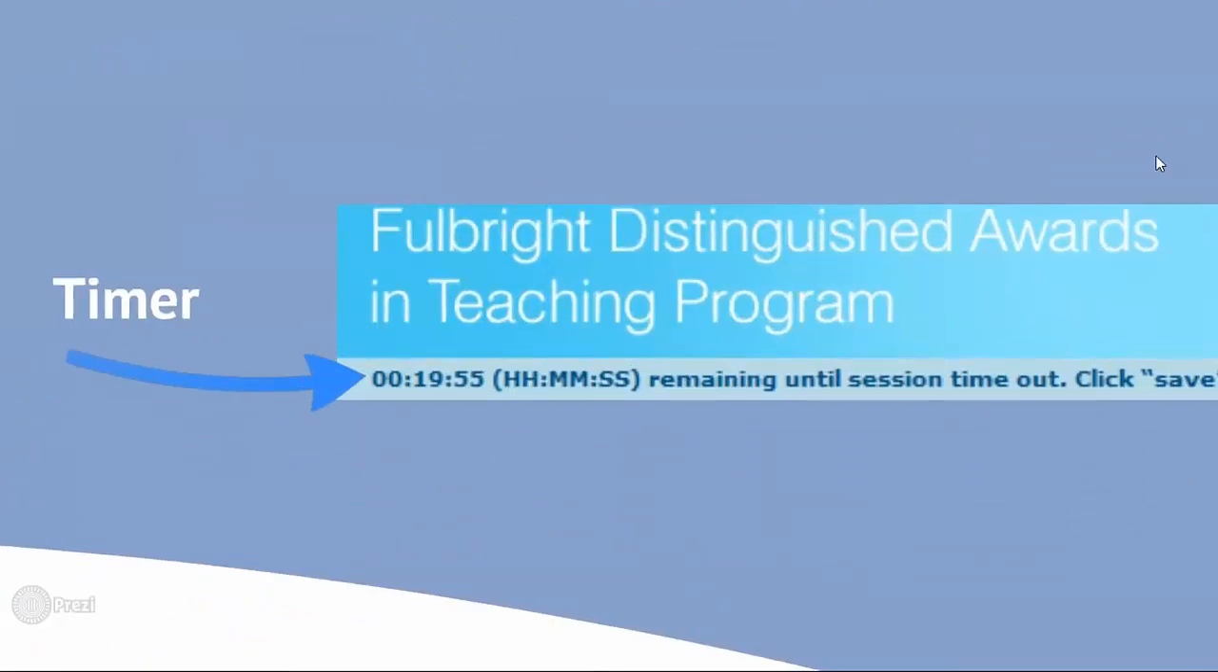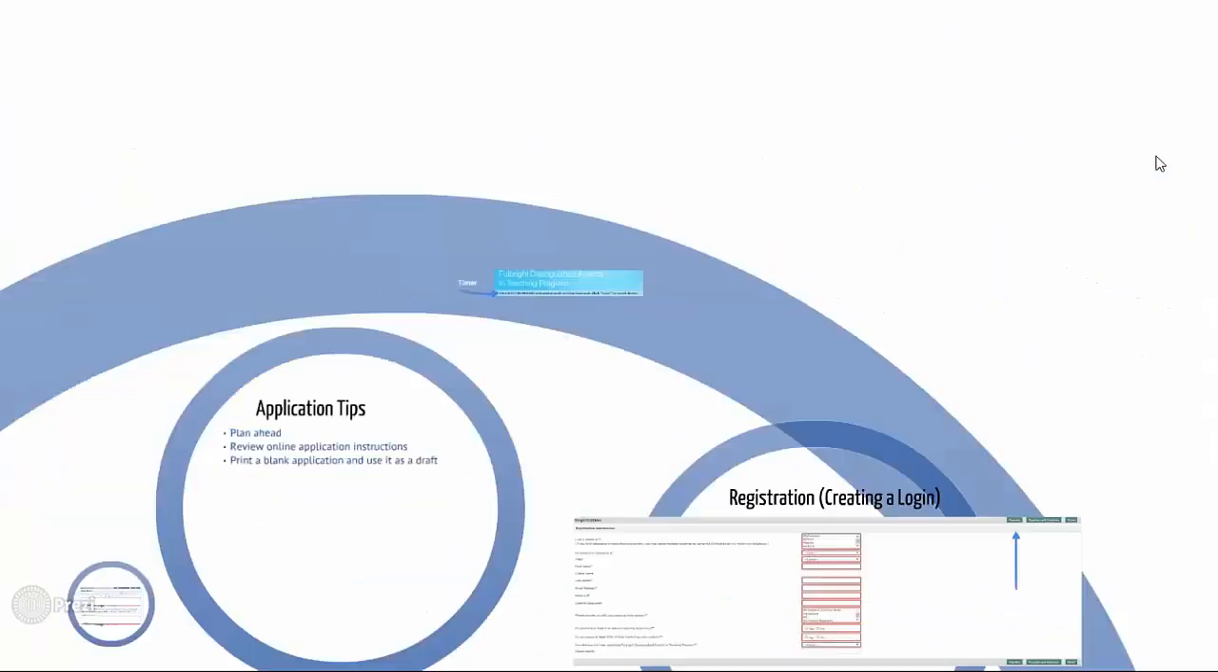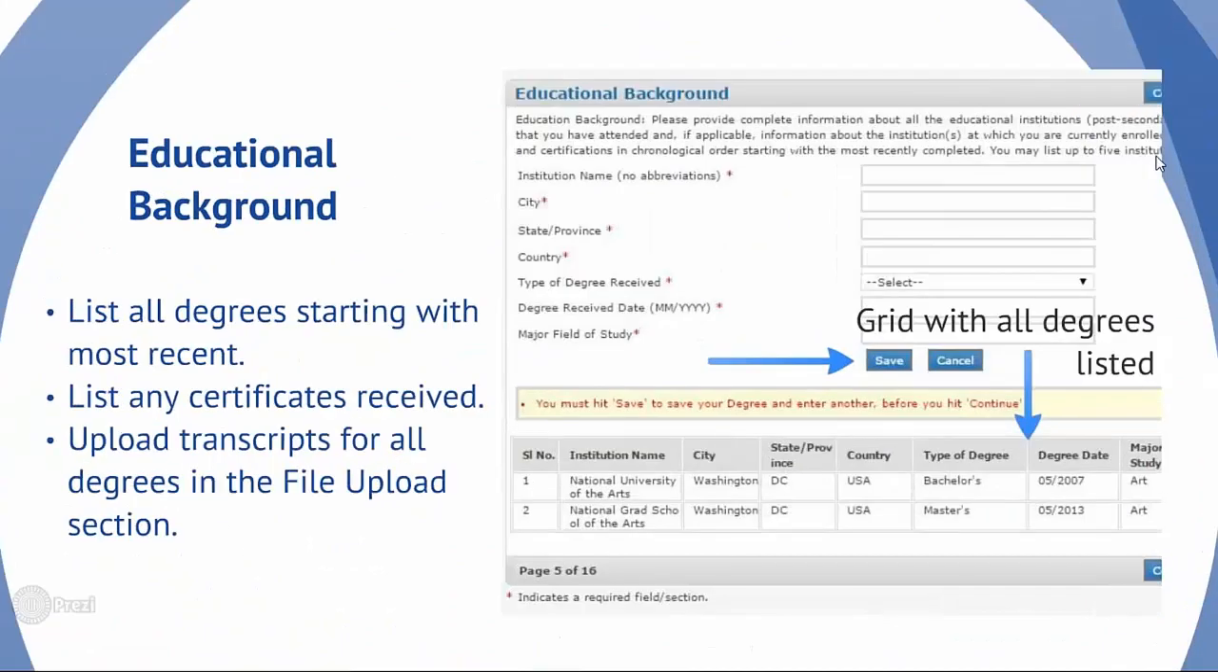Once you begin the online application, click the Save button often. There is a timer in the top left corner of the application, and applicants will be logged out after 20 minutes of inactivity. We will now highlight several sections of the application.